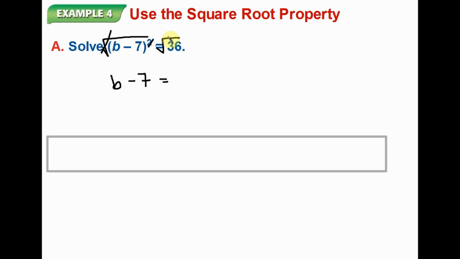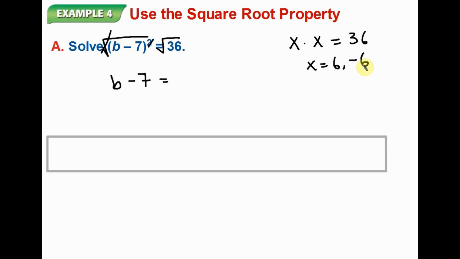Now here's the problem. When you take the square root of 36, you're trying to think what two numbers you need to multiply to get 36. One of the answers can be 6 as usual. So 6 times 6 will get you 36. However, there's also one more.